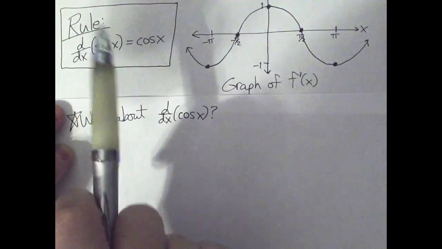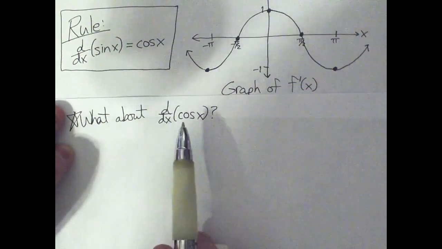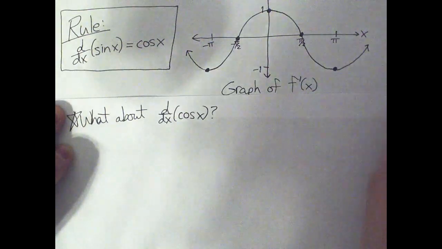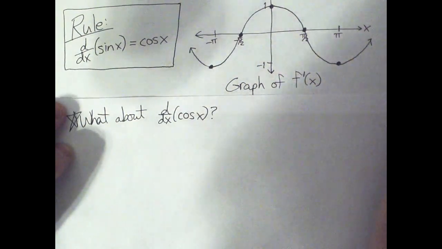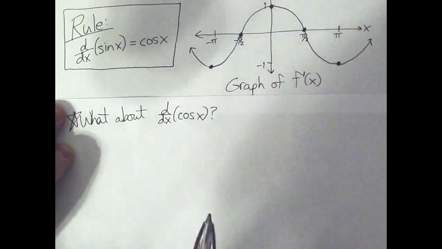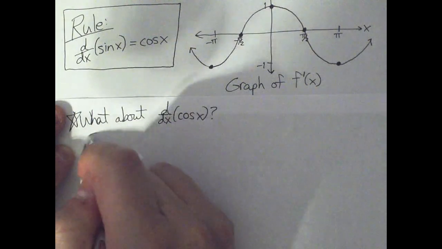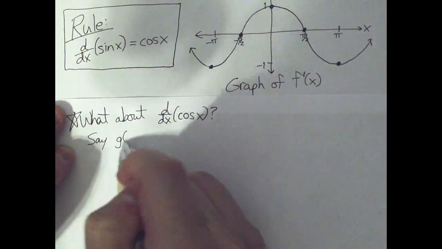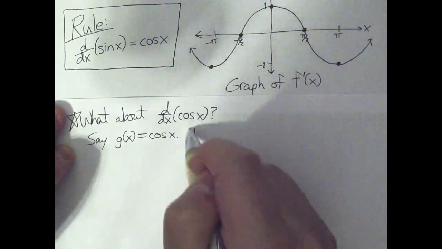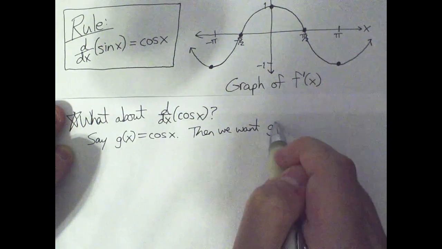So the fact that the derivative of sine was cosine, that might make you think maybe the derivative of cosine is going to be sine. It would be really convenient if it works out that way. I'm going to tell you that it almost works out that way, but not exactly. So here's what we'll do. We're going to say g of x equals cosine x. All right, and then we want g prime of x.